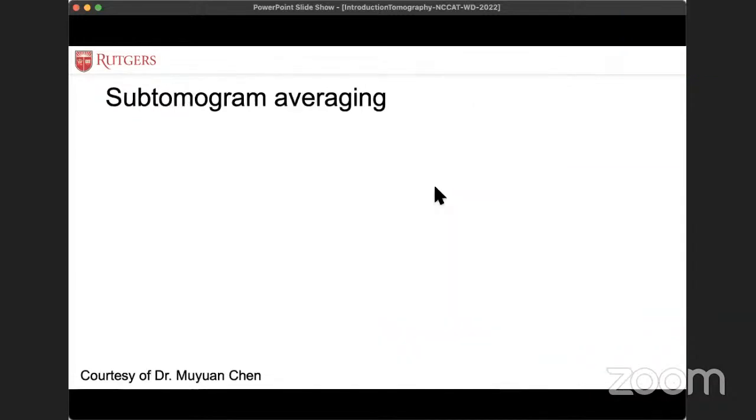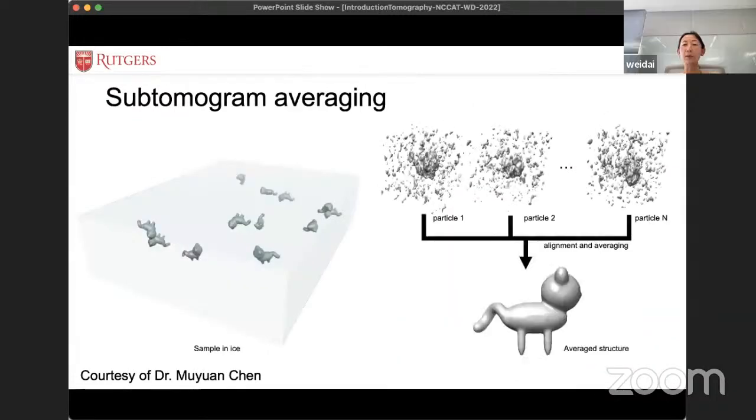Correct. And then the second way you can do is subtomogram averaging. Again, you raise a very good point. The example I showed from my lecture is membrane protein when they are embedded in membrane. They do have the preferred orientation problem because you mostly see them in top views. But let's say we're not studying membrane protein. We're studying, for example, ribosome inside the cell.